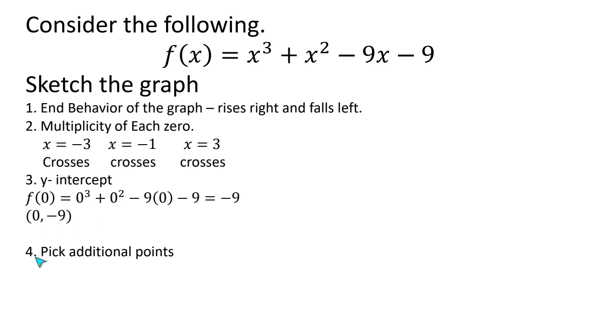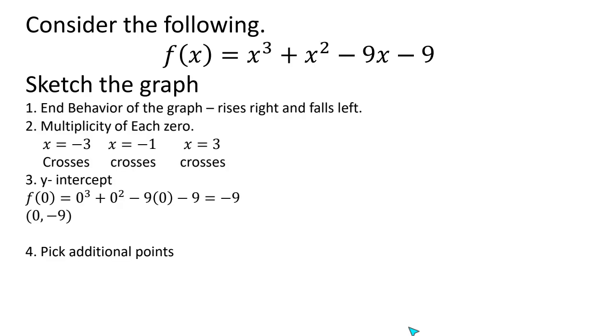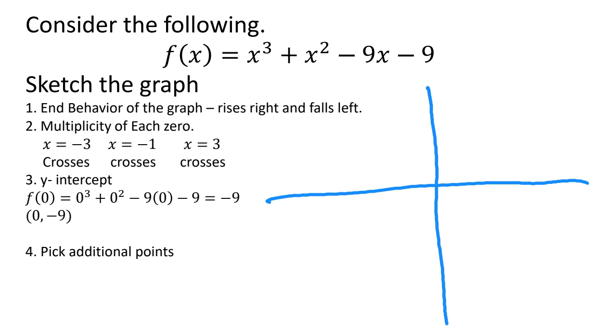And then the last step is to pick additional points. But I encourage you to do those after you graph the information that you do have. So the first thing I would do is I would plot my zeros. It's not going to show the picture. Let me go back. And let me get my pen. And so let me just draw it on this same thing here. Okay, so your zeros are -3 and -1 and +3.